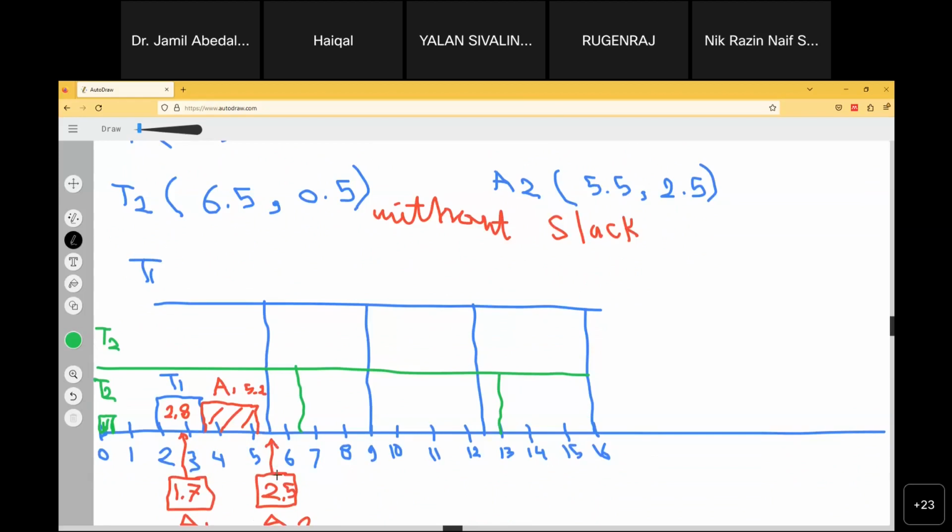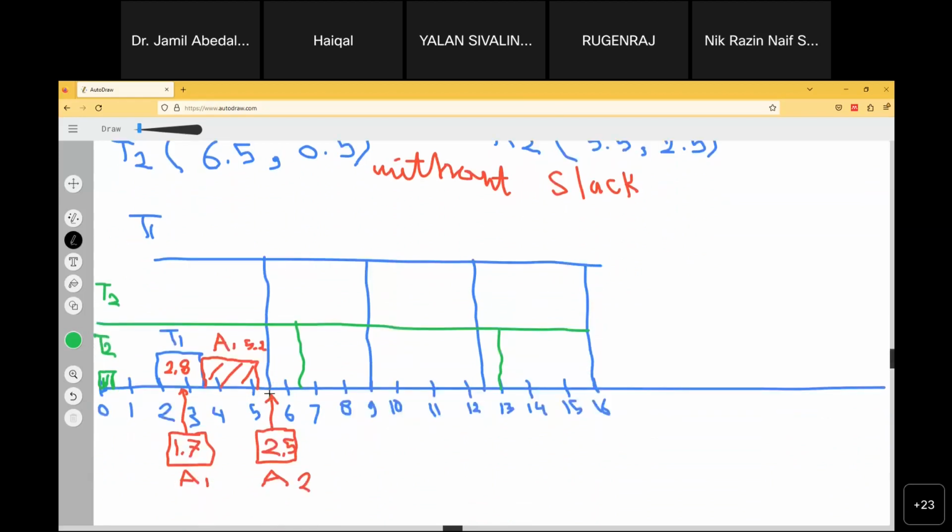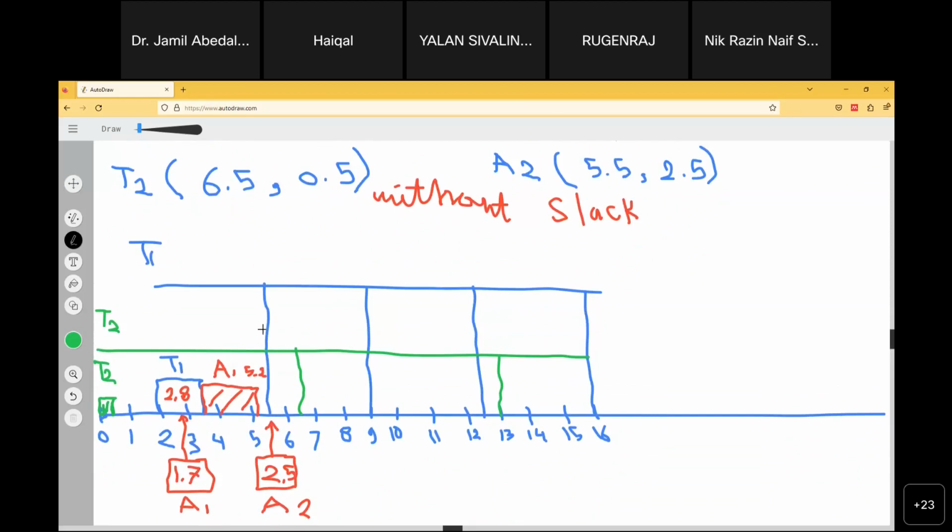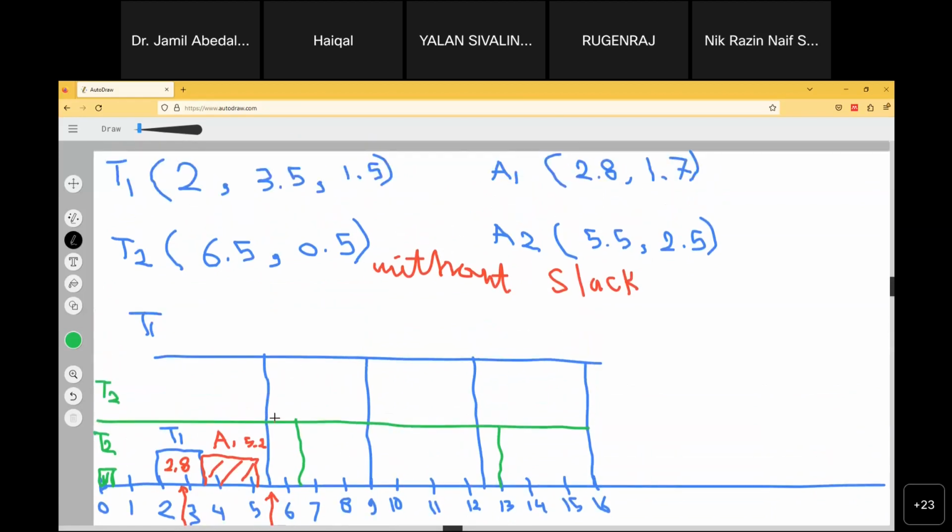Okay, nothing to execute. At 5.5, what can we execute? How many tasks are ready to be executed at this unit 5.5? Who can tell me? T1 and A2. T1 and A2, correct. This and this.